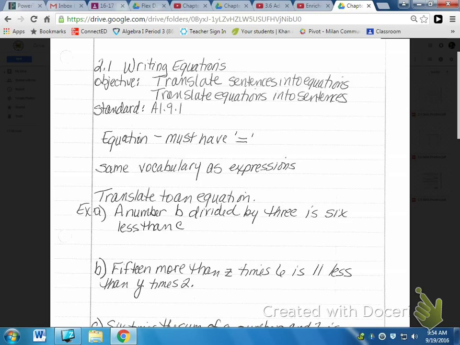So let's translate to an equation. Let me hang on just a second.